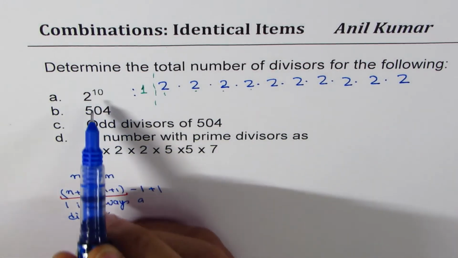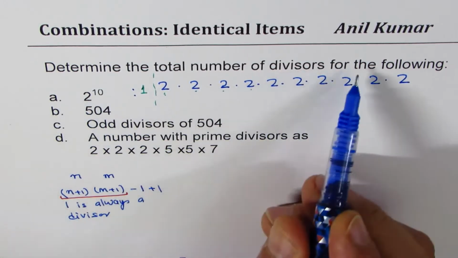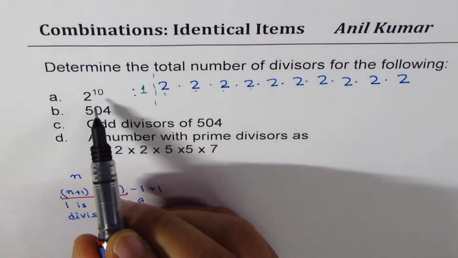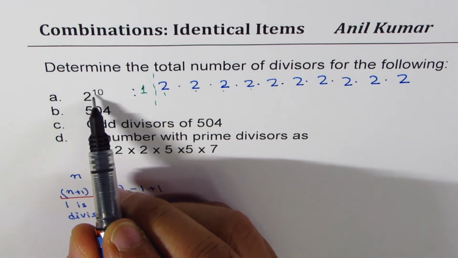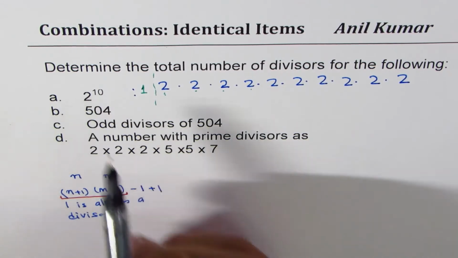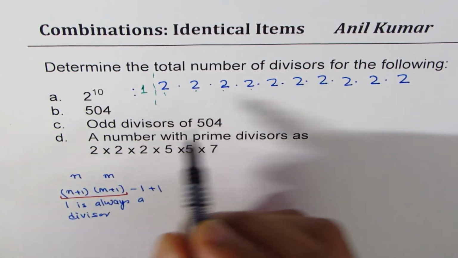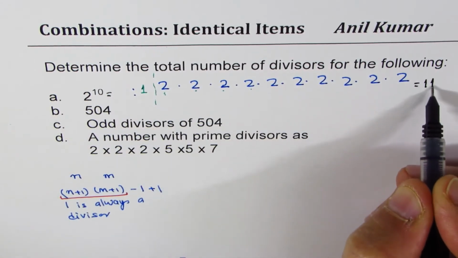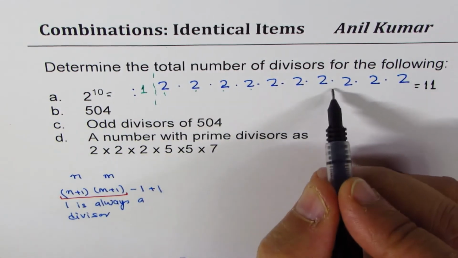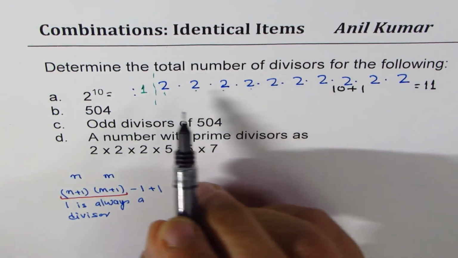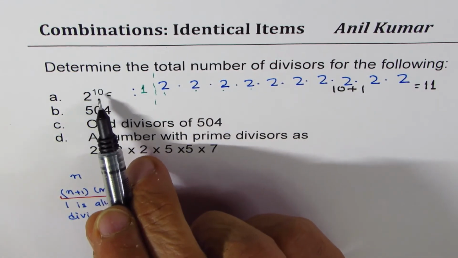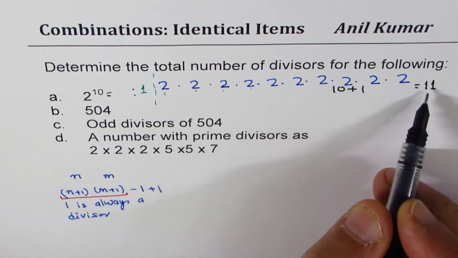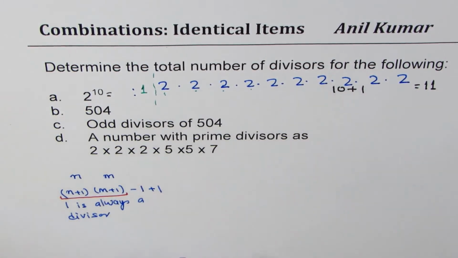So our solution for the number of divisors of 2 to the power of 10 is what? Clearly, since there are 10 2s, we have the answer as 11. So the answer here is, let me write here, 11. 10 plus 1 is the answer. Since there are 10 2s, the combinations will be 10 plus 1, 11, as you can see.